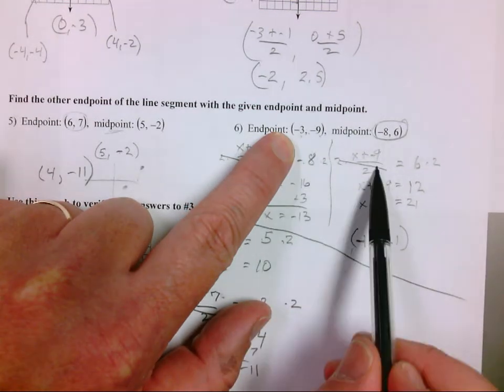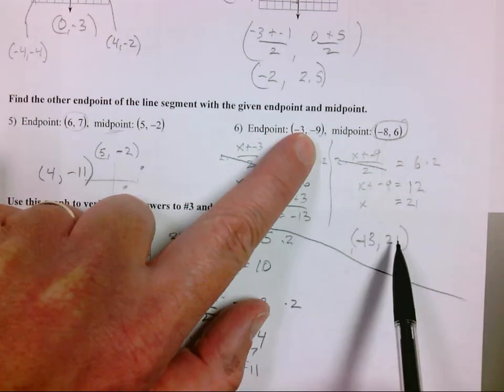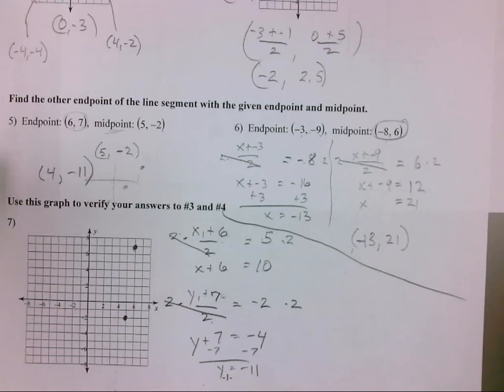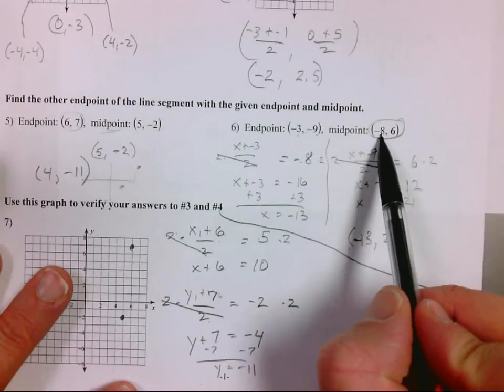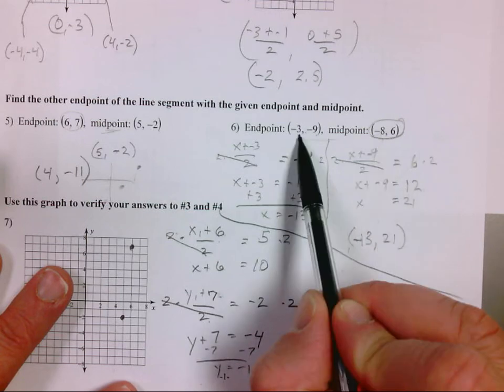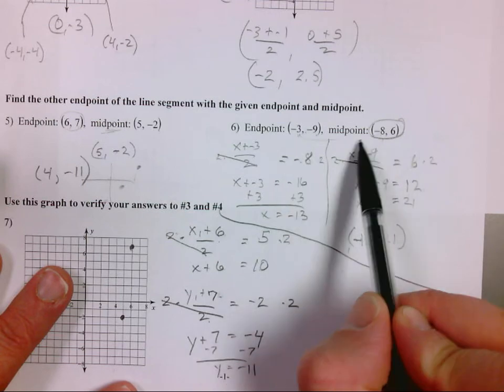Since the midpoint is the average, you also can think about negative 3 is 5 bigger than negative 8. So this has to be 5 smaller than negative 8. If your brain thinks that way, that's a good way to look at it.